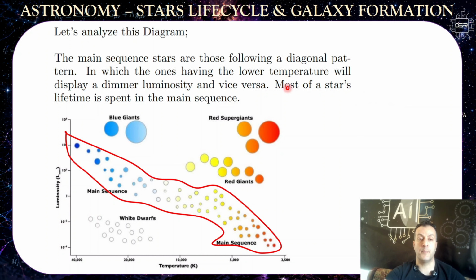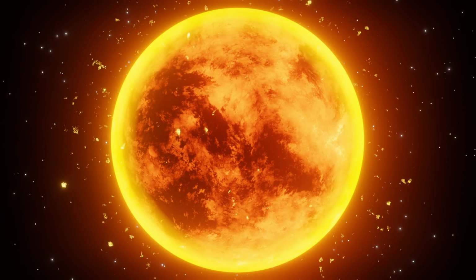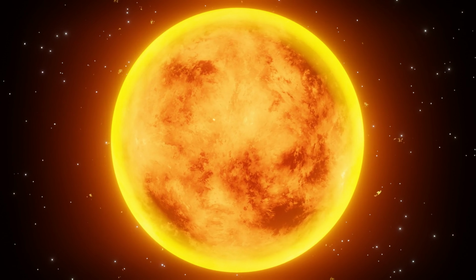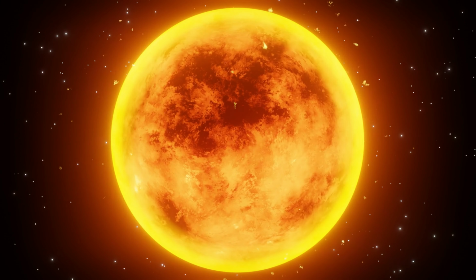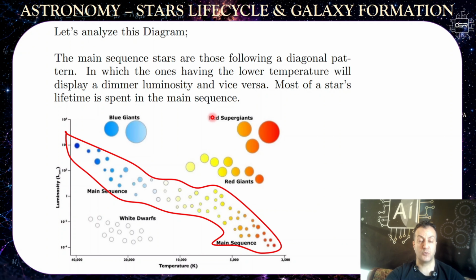First, you have the main sequence. These are those that follow a diagonal pattern in which the ones having the lower temperature will display a dimmer luminosity, the ones to the right. Meanwhile, the ones having much higher luminosity would be to the left. Most of a star's lifetime is spent in the main sequence. So these are the grown-up, developed stars that will spend most of their lifetime as an ordinary main sequence star. Of such is our sun.